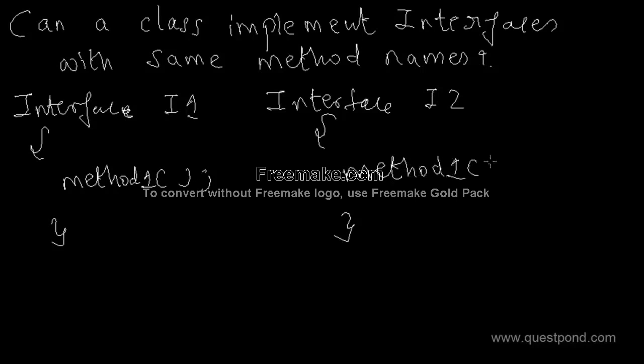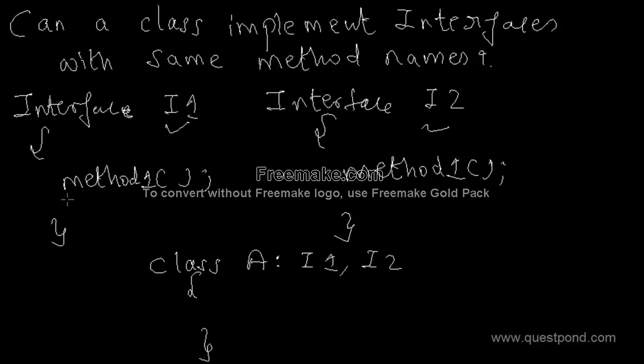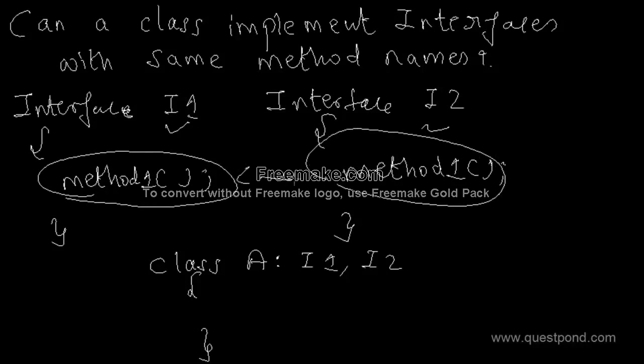Now this code is pseudo code, so don't expect that if you type it in your Visual Studio it should compile, but this is just pseudo code to make you understand the scenario. So we have two interfaces here, I1 and I2. Now let's say we create a class called A, which implements both I1 as well as I2. Both these method names in these interfaces are the same, that is method1 and method1. So now what will happen here?